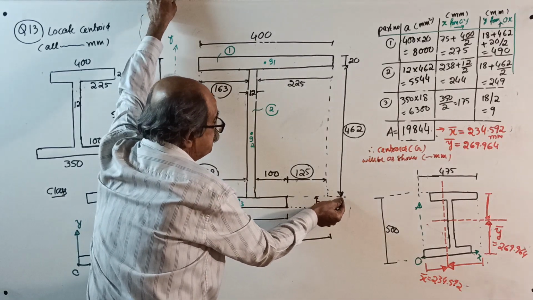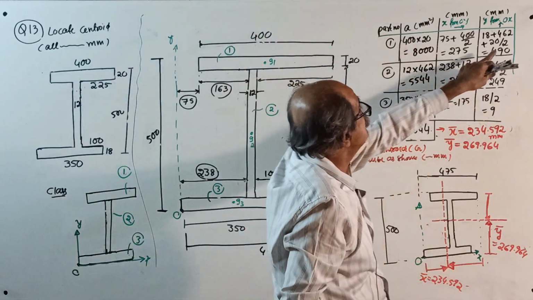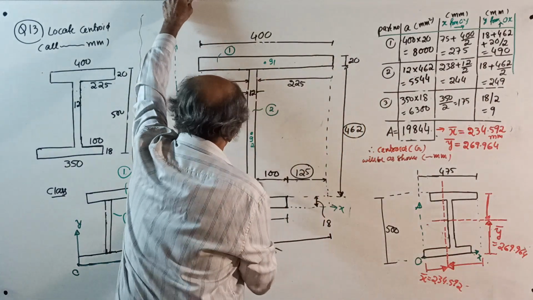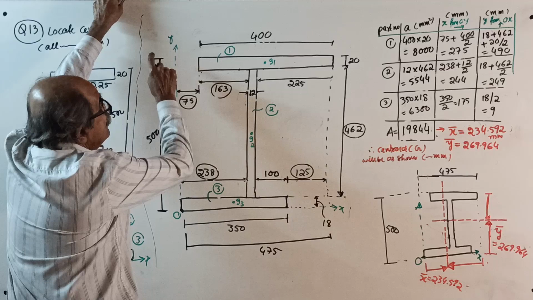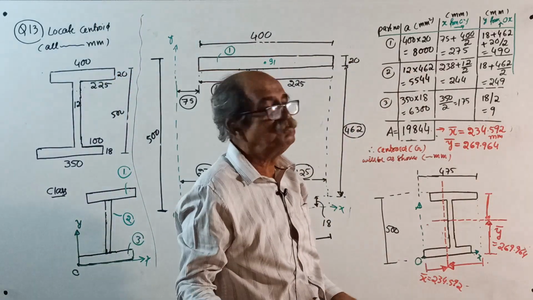18 plus 462 plus half of 20. Or you can do one thing. From total 500, subtract half of 20. You write there. That also will do.